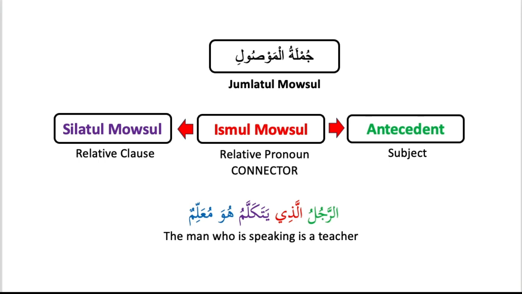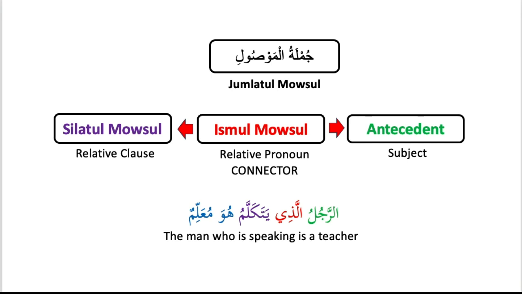The role of Ismul Mowsul is the one of a connector. So Ismul Mowsul connects Silatul Mowsul. What we haven't covered in module 1 is this, that Ismul Mowsul connects the Silatul Mowsul with a subject, and in grammatical term it's called antecedent. Antecedent is nothing but the definite noun which precedes the relative pronoun. It means antecedent comes before the relative pronoun, which is Ismul Mowsul, and it will be in definite form. It is the subject being referred to by the relative pronoun.